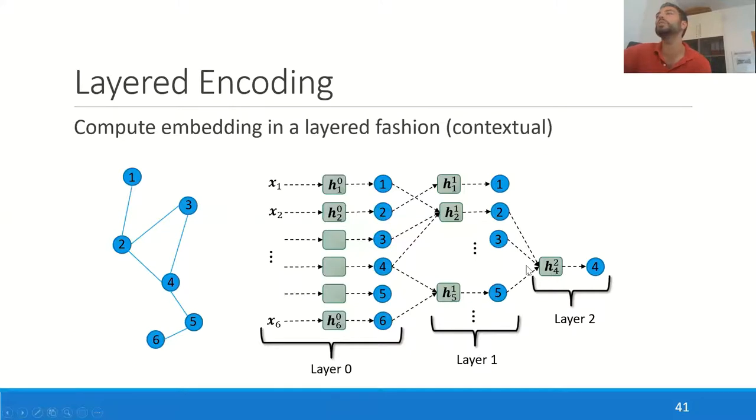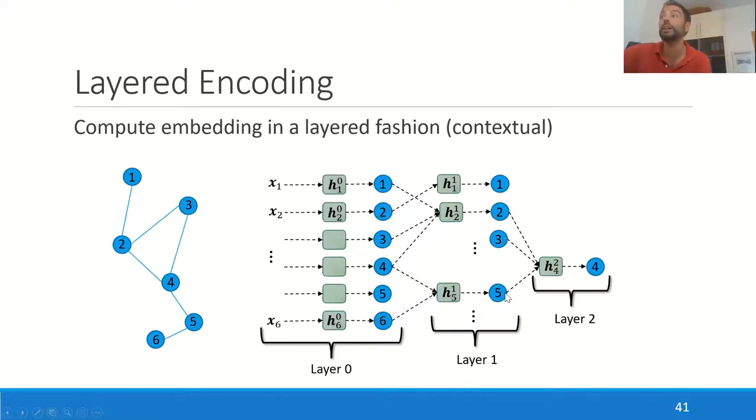So the encoding on node 4 at layer 2 will depend on what? On the information on node 2, 3, and 5. But guess what? The information on node 2 at this level depends also on node 1 and 4, as you can see here. So eventually, at layer 2, node 4 will know things about 2, 3, and 5 directly, but also 1 and 4 indirectly, okay?